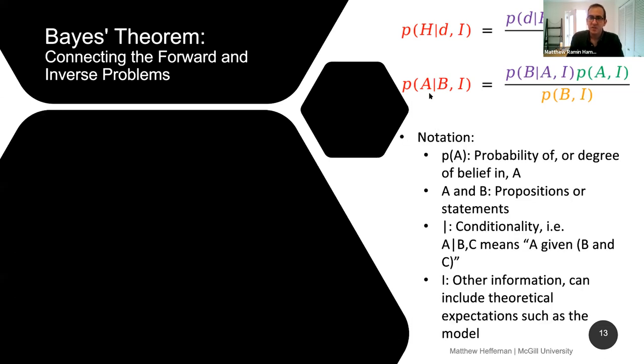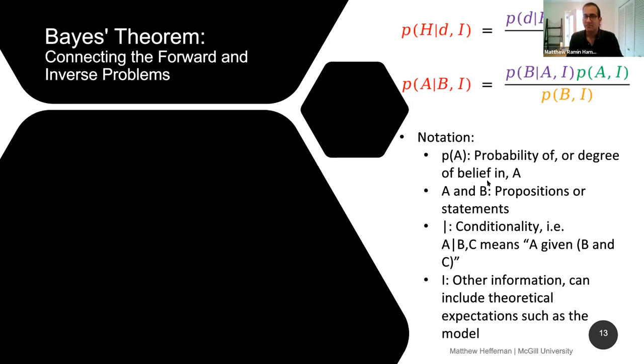So this is Bayes' theorem. And just for the notation, P of something, let's say A in this case, is the probability of, or the degree of belief in, A. In Bayesian statistics, probability represents a degree of belief rather than, say, a long-run limiting frequency that you might have been taught about in school. In this notation, A and B are propositions or statements. In practice, these can be a hypothesis and data, for example, where a hypothesis is a particular set of model parameters, so a particular set of values. So that's how that maps between these two definitions.